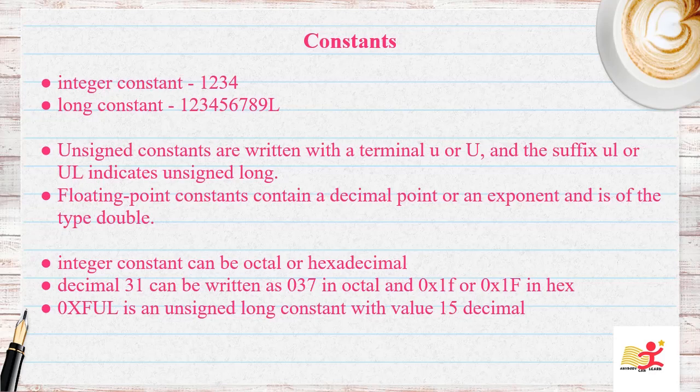For example, you have decimal 31. Its equivalent octal value is 37. So if you write it as 037, it means in decimal it is 31, in octal it is 37, and if you write 0x1f, in that f can be in small letters or capital letters, that means it is 31 in hexadecimal.